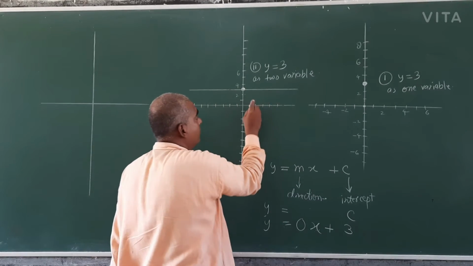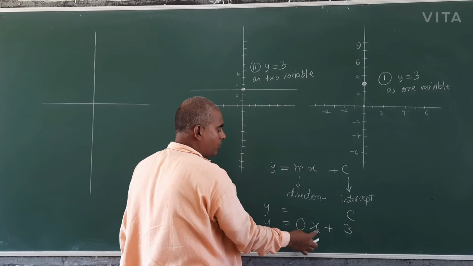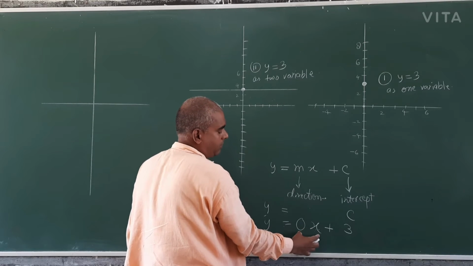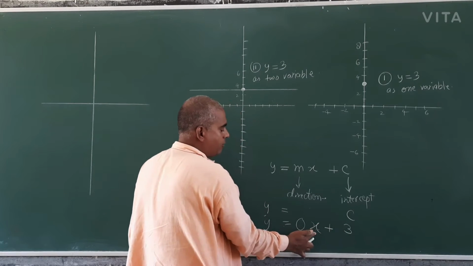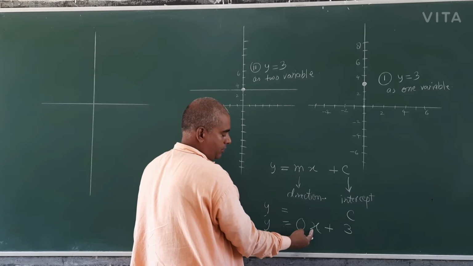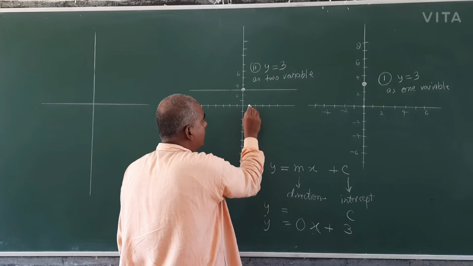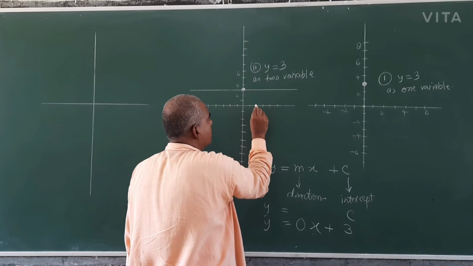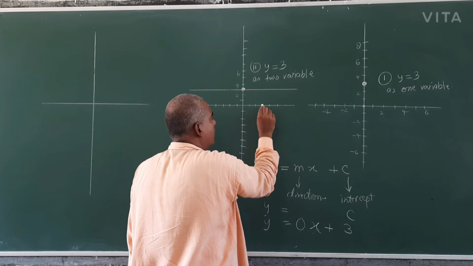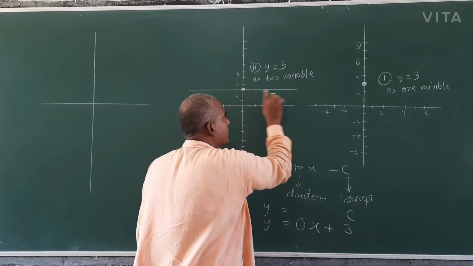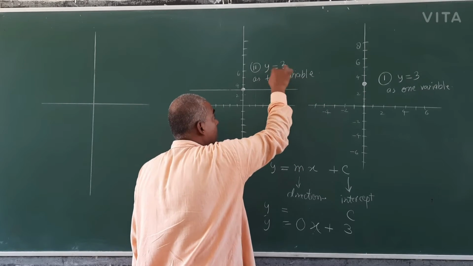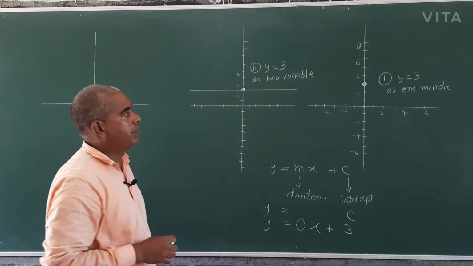If we take x equal to 1, 1 into 0, it will be 0, y is equal to 3. x equal to 4, 4 into 0, 0. Means whatever value you take, x equal to 1, y is 3, x equal to 2, y is 3. Whatever value you take for x, y will be constant. So that is why it is called constant also, y is equal to 3.